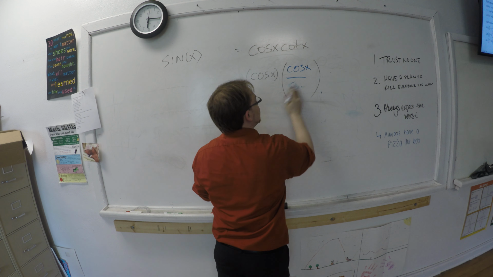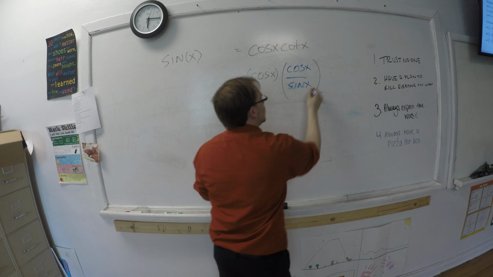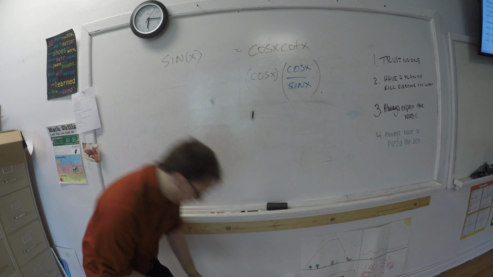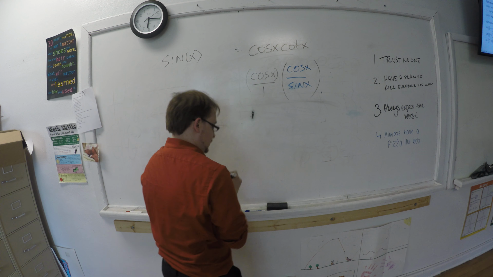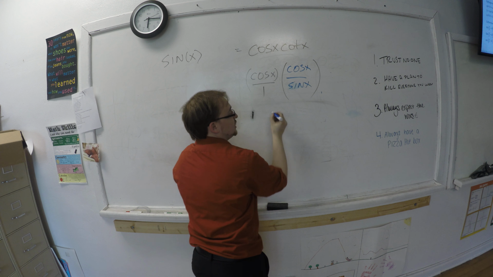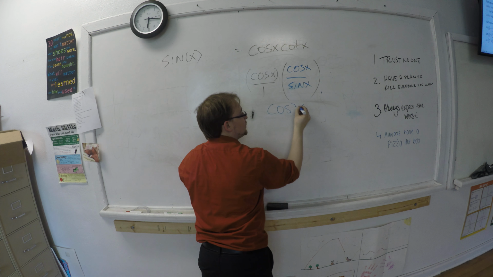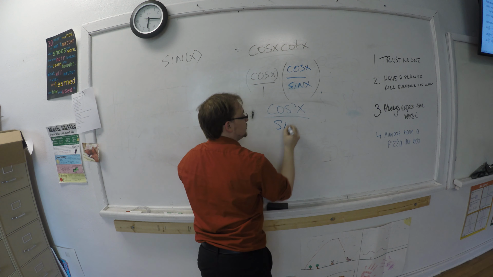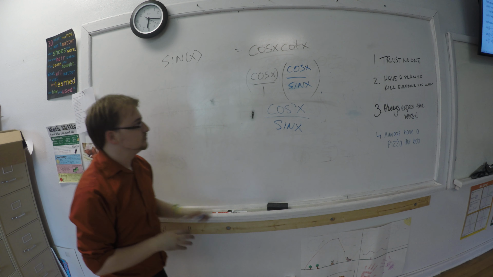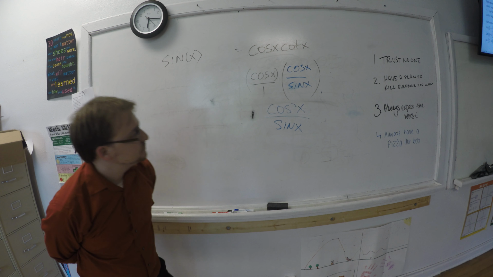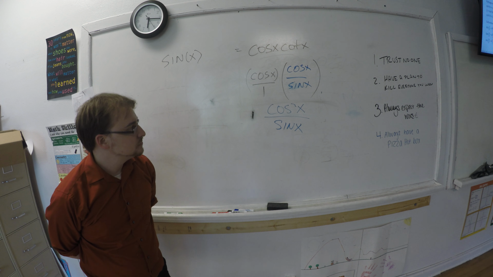Come on, dude. Sine. Oh my goodness. Got it. Okay, cool. So now let's multiply, because this is really cosine x over 1, isn't it? Multiply. Cosine x times cosine x is cosine squared x over sine x. What are we doing here? Take the bottom. What can we do? We could.